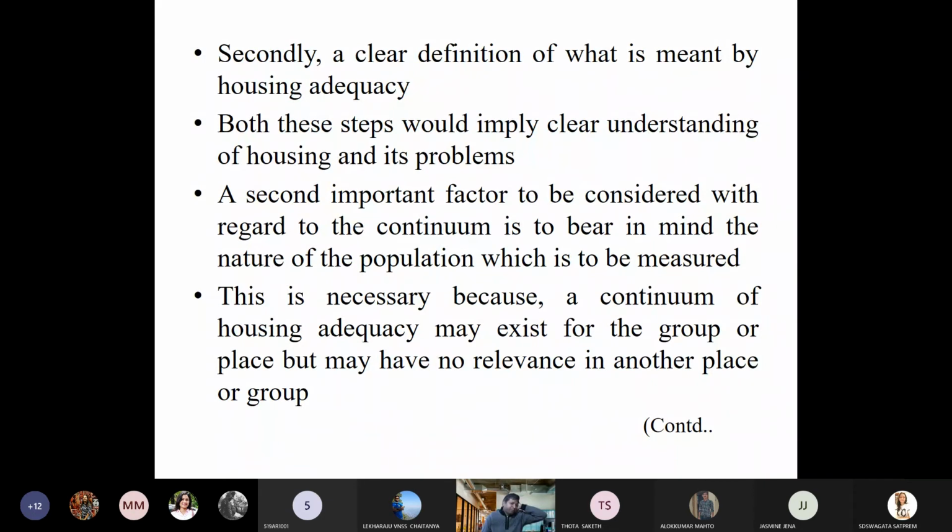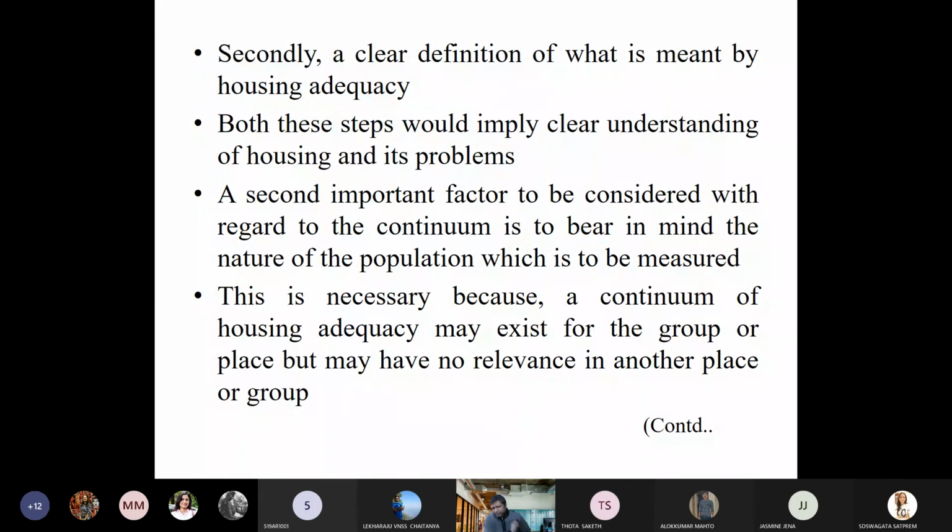Suppose I am only measuring people with rich potentiality who by any chance got houses; they will have a different perception compared to people from a very low economic grade who got houses. The second important factor to be considered with regard to the continuum is to bear in mind the nature of the population. This is necessary because a continuum of housing adequacy may exist for one group or place, but may have no relevance in another place or group.